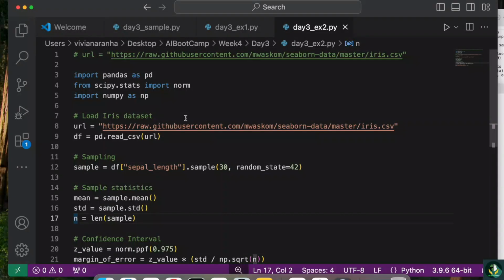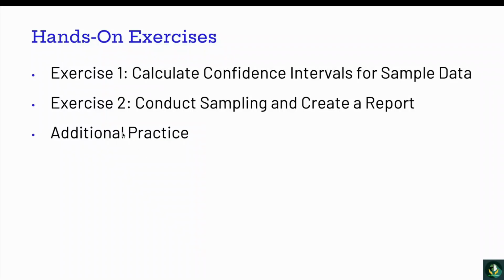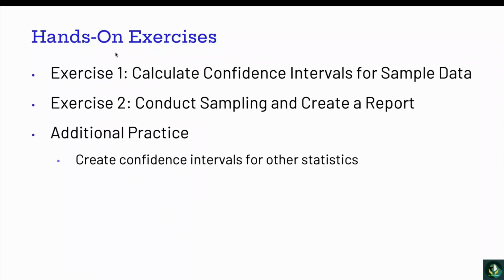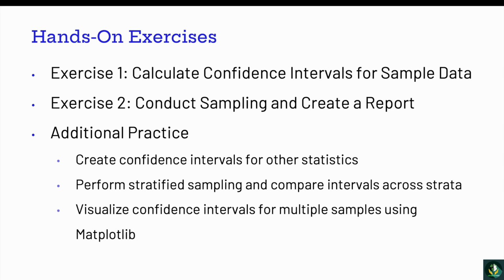If you had any questions or problems while doing this, let me know and I can help you out in the comments. And for additional practice, you can try to create the confidence intervals for other statistics. Example, variance. Try the variance. We've done this previously in our previous videos. So just to recollect that, you can try this. You can perform stratified sampling and compare intervals across strata. So you can try that. And you can also try to visualize confidence intervals for multiple samplings using matplotlib.